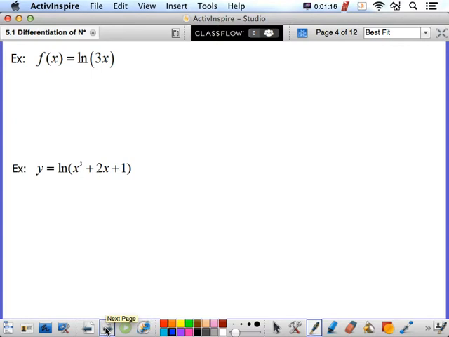Let's take f of x equals the natural log of 3x. So the derivative would equal the derivative of what's after the log, which would be, what's the derivative of 3x? 3 over 3x, which will simplify to 1 over x. So interestingly enough, the natural log of 3x has exactly the same derivative as the natural log of 1x.